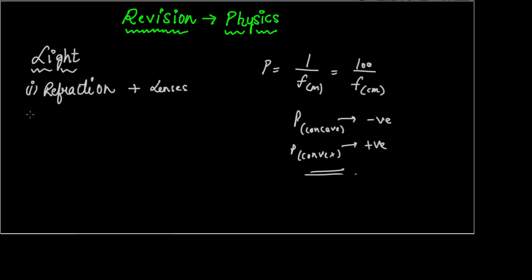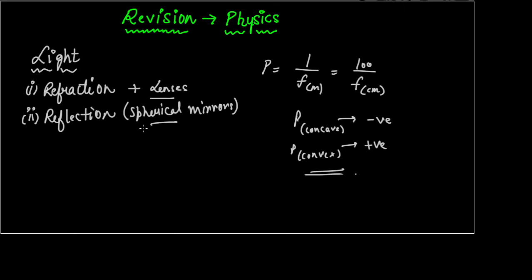The second thing in this chapter which is important is reflection, especially reflection through spherical mirrors. Reflection through spherical mirrors is very crucial, and this involves again ray diagrams, sign conventions, and numericals. Very important. Please be clear with it. Reflection and refraction are two important parts in this chapter: refraction, of which lenses are very important, and reflection through spherical mirrors.